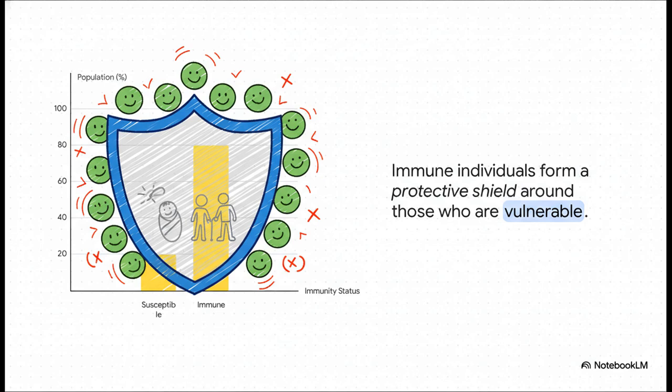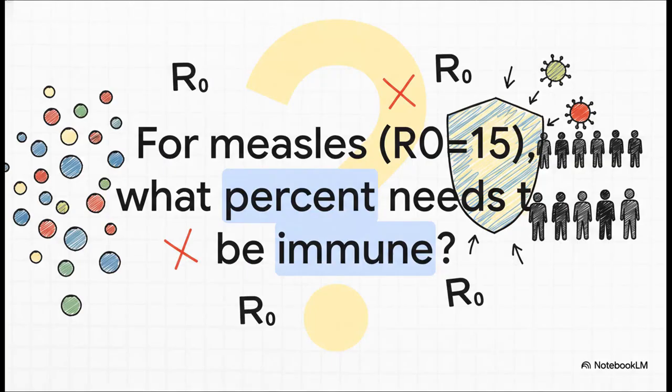All those immune people, they form a protective firewall around the most vulnerable folks in our community. We're talking about newborn babies or people with weakened immune systems who can't get vaccinated themselves. The virus literally can't find a path to get to them. It's blocked. So the big question is, how many people need to be immune for this to work?